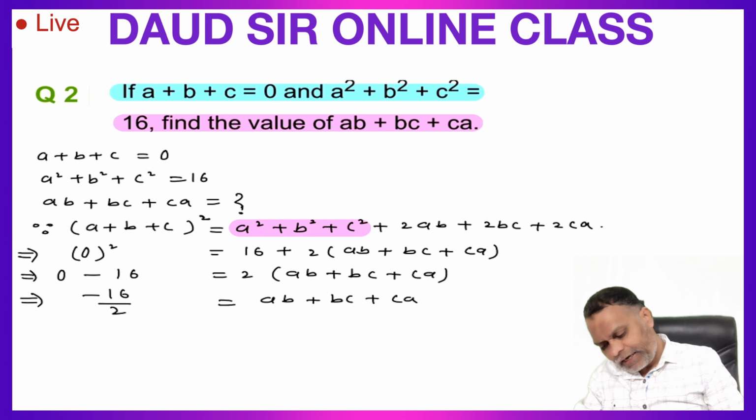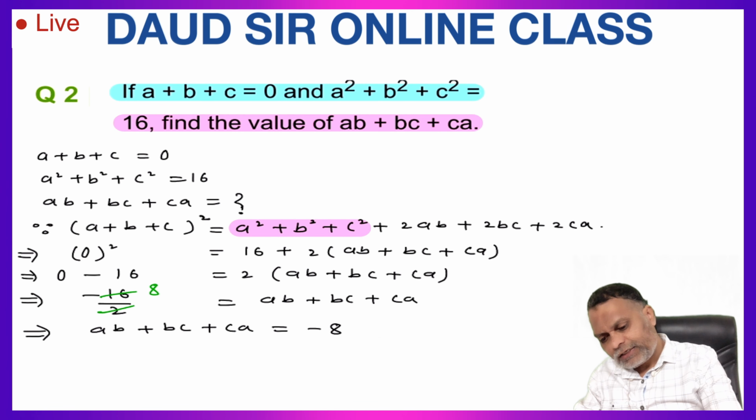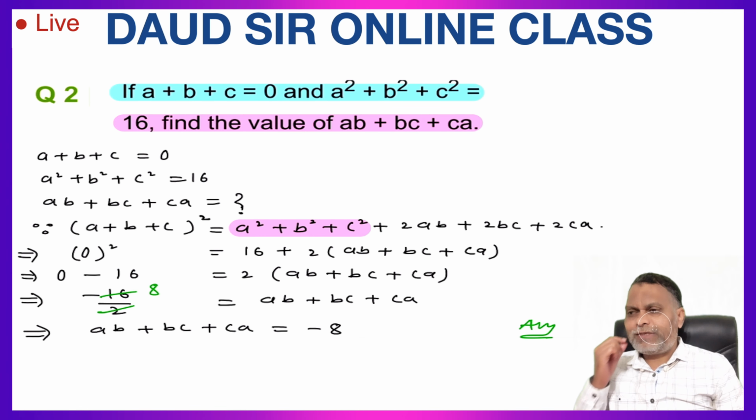2, we can cancel this. 2 eights are 16, so minus 8. Therefore ab + bc + ca is equal to minus 8. This is the required value of ab + bc + ca, minus 8.